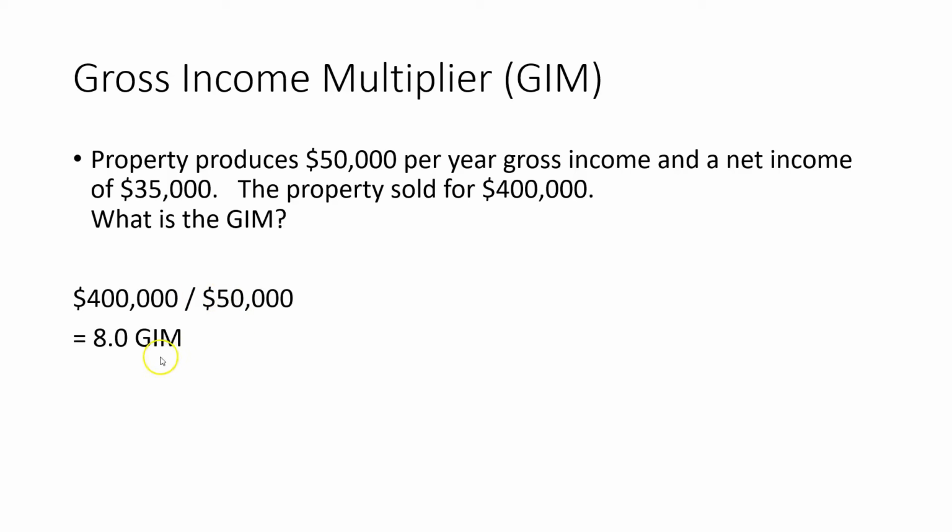Working it another way, if I know that the area GIM is 8, and I'm getting $50,000 out of this property per year, then I would expect to pay $400,000 for it. Or if I knew the property was worth $400,000 and I knew the area GIM was 8, then I would be expecting to get at least $50,000 per year income out of it, net gross income.